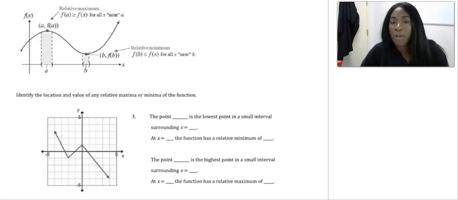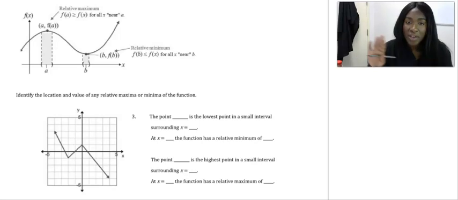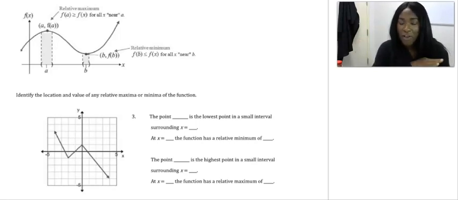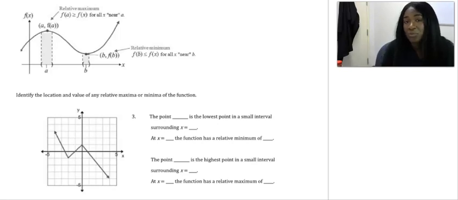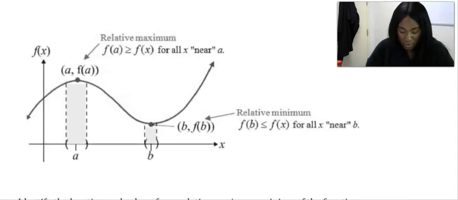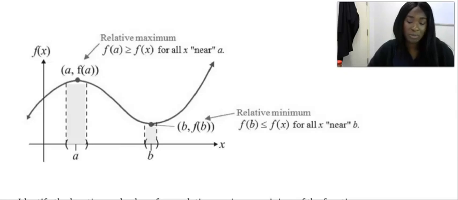We're moving on to talk about relative extrema. Relative extrema are the hills and the valleys of the graph. They include relative maximums as well as relative minimums. So looking at this graph here to give us definitions for relative maximums and minimums.